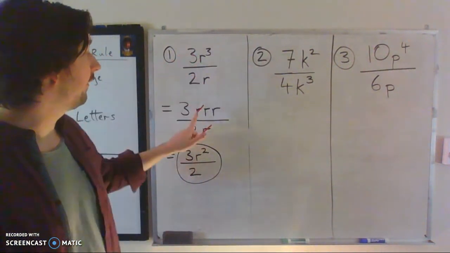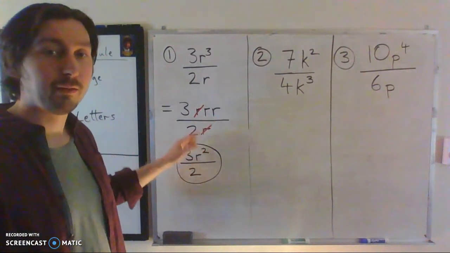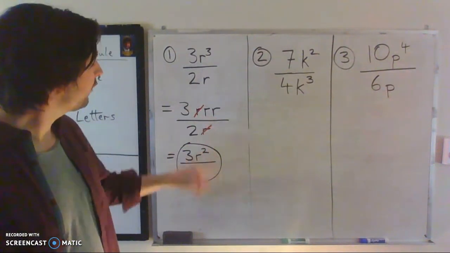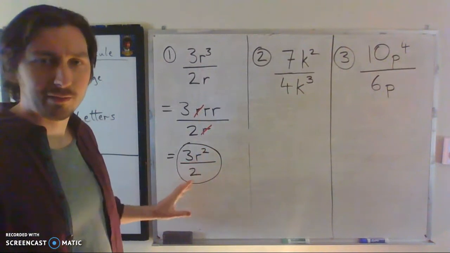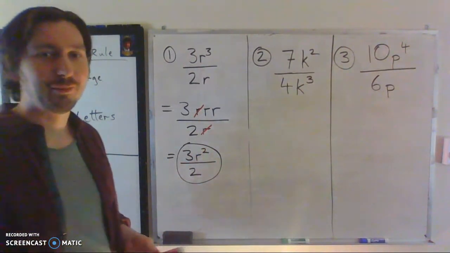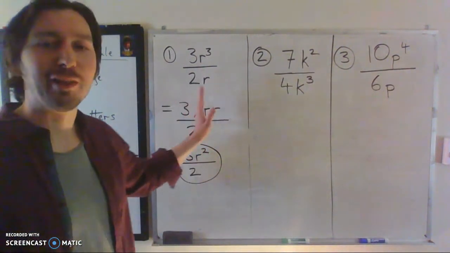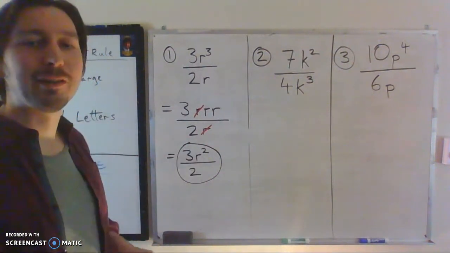Take your letters, split them up like this when you can, cancel them out, and then just try and write it with the power at the end so that everyone understands what you mean. If you just have a bunch of letters, it might look a bit weird.